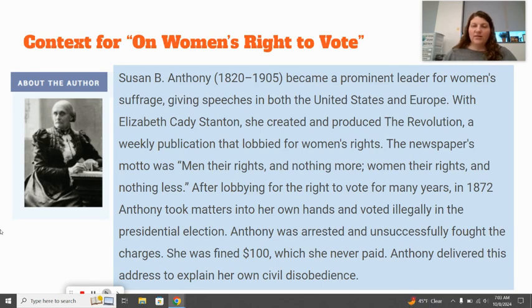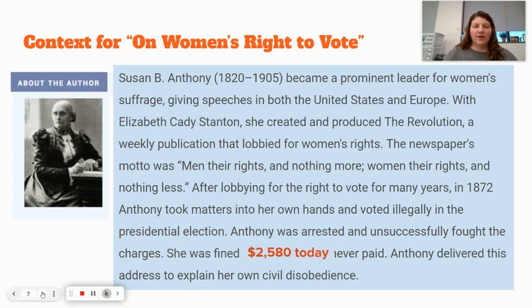After lobbying for the right to vote for many years, in 1872, Anthony took matters into her own hands and voted illegally in the presidential election. So at the time, women did not have the right to vote, so by voting, she was breaking the law. Anthony was arrested and unsuccessfully fought the charges and was fined $100, a fine that she never paid. I looked up the inflation calculator, and that is about $2,580 today, so a pretty significant fine.